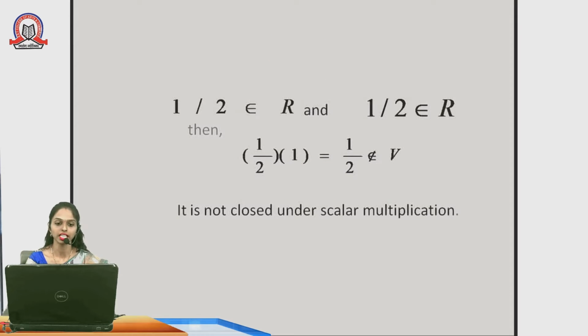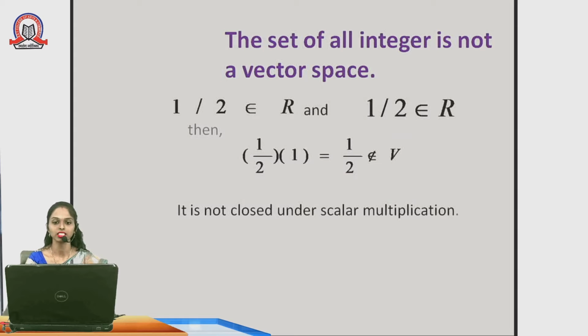Now we see one example of a vector space. The set of all integers: my V set is the set of all integer values, and we take the element 1 upon 2, that is 0.5, which belongs to the real numbers. Real number means any number, positive value, negative value or fractional value, and 1 by 2 also belongs to the real numbers.